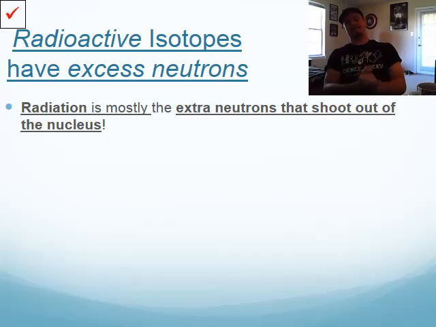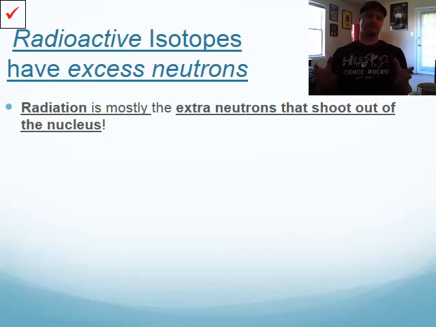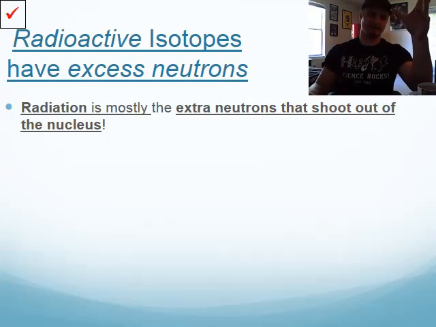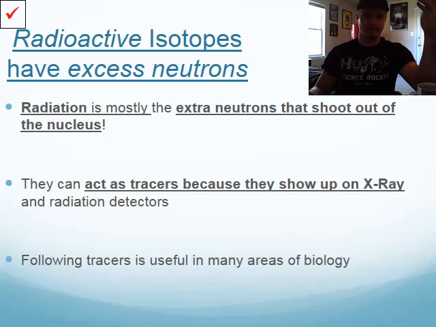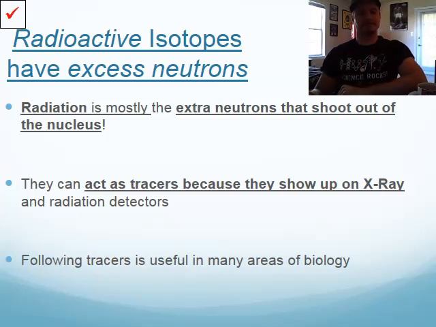Now, when this happens, we mostly get radiation. Radiation is mostly the extra neutrons that shoot outside the nucleus. So the more neutrons we have, the higher the atomic mass, the higher amount of radiation emanating from that atom. So they can act as tracers because they show up on X-rays and radiation detectors. And following these tracers is useful in many areas of biology.